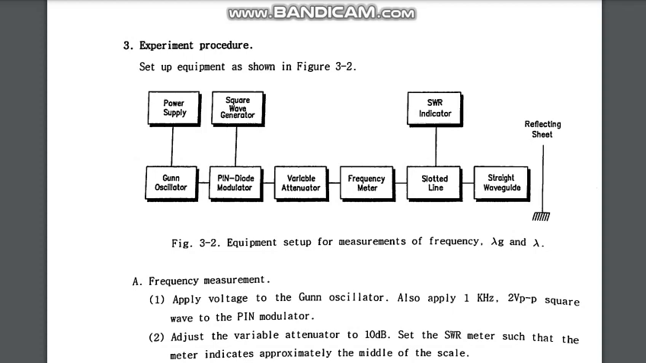or inductance, or capacitance, or any kind of impedance of a circuit. So there will be a variable attenuator, and the frequency meter is also connected to find out the frequency, and there is a slotted line. What are the slotted lines for? To find out the SWR, or the standing wave ratio, the indicator has been connected to the slotted line, and then it should be connected to the straight waveguide, and there will be a reflecting sheet. So why are we giving the reflecting sheet? You just imagine it with the transmission line theory.